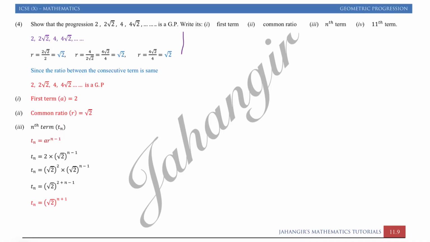Question number 4. Same type as the first 3 questions. Show that the progression 2, 2 root 2, 4 and 4 root 2 is a GP. So to show that these numbers are in GP, we have to show ratio between the consecutive terms as same.